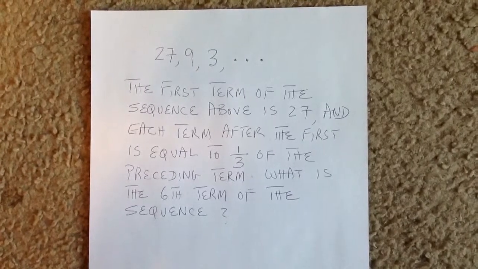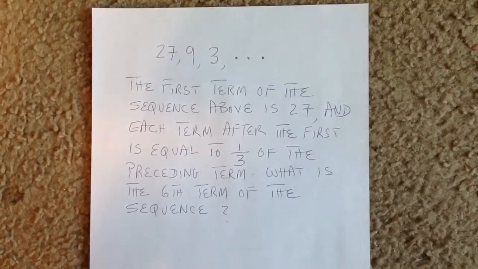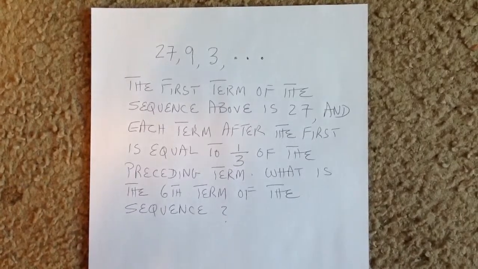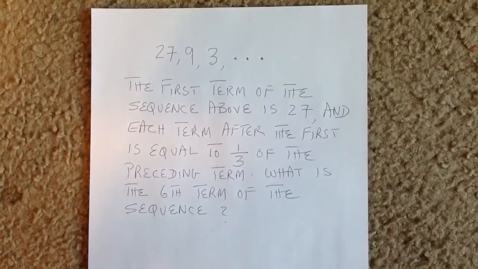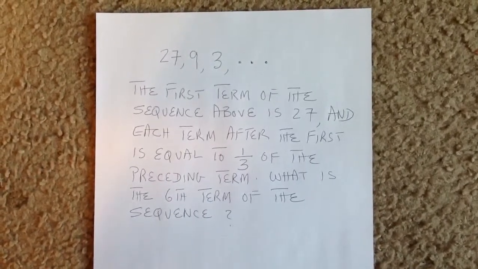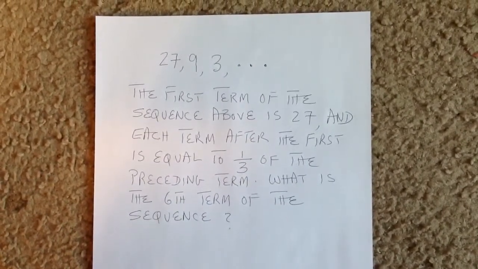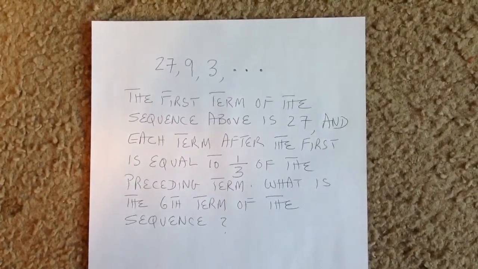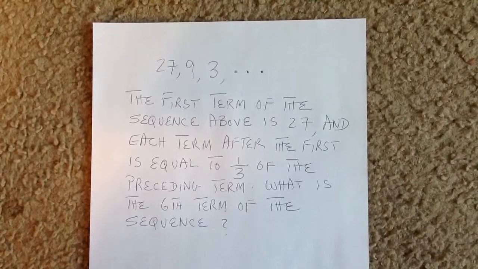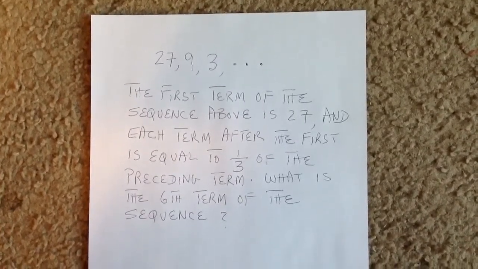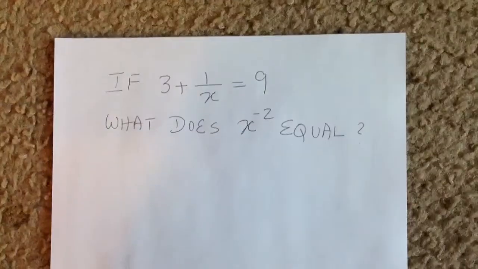You notice that all the numbers are getting smaller since the operation is division. The 4th term will be 3 divided by 3, that is 1. The 5th term is 1 divided by 3, that is a fraction, 1/3. And the 6th term will be 1/3 divided by 3, a smaller fraction, that'll be 1/9. And there is the answer.